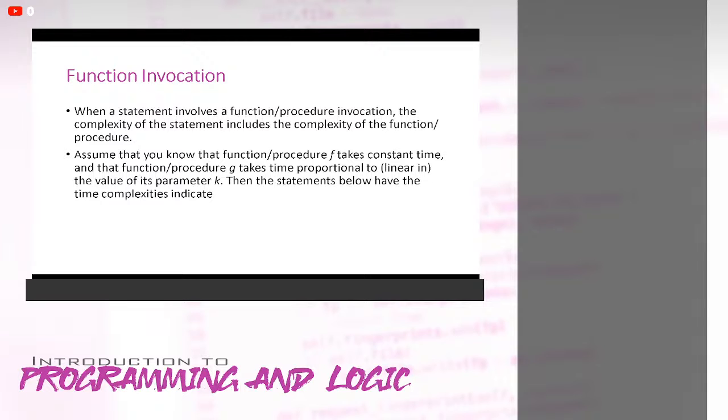Right? When a statement involves a function or some kind of procedure invocation, the complexity of that statement includes the complexity of the function. So, again, if we're iterating over something, that's automatically going to be O of n. If inside of that we call a function, and inside of that function call we're iterating over the same list to do something else, that's also O of n, so we'd have O of n times O of n, which would be O of n squared.